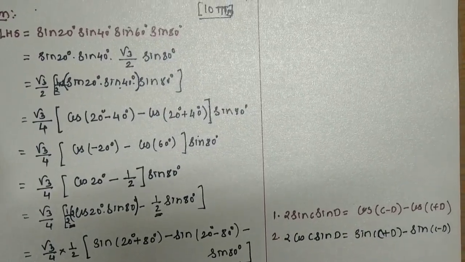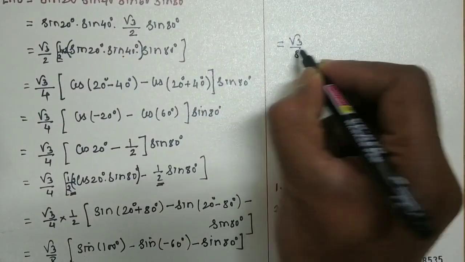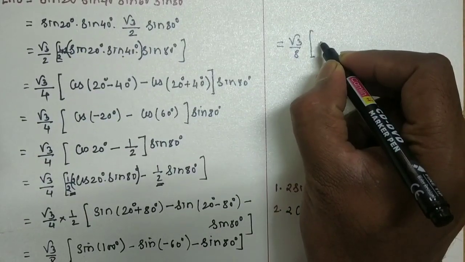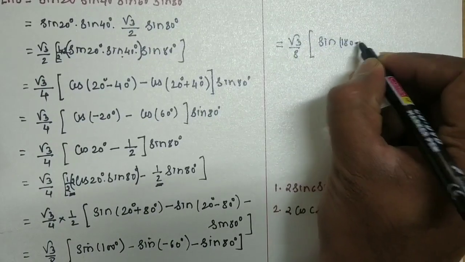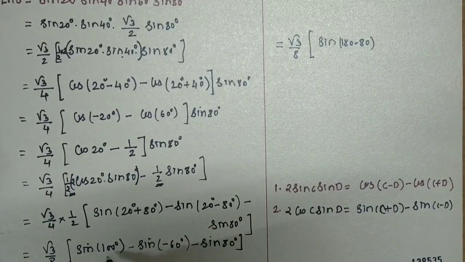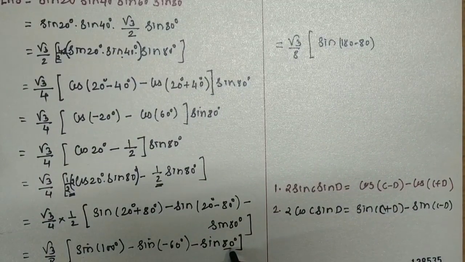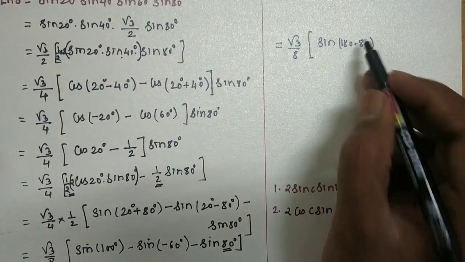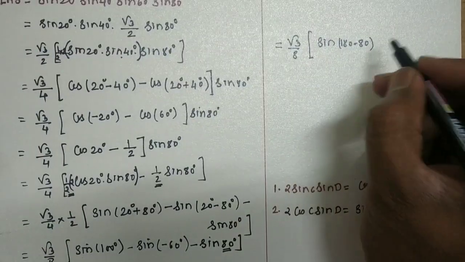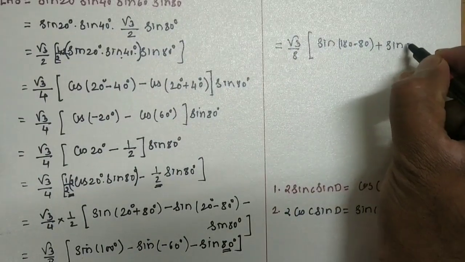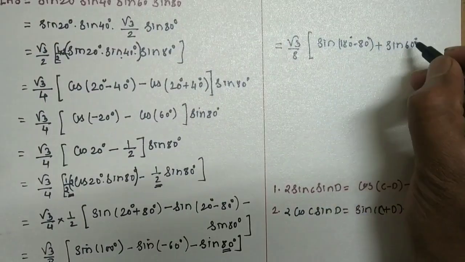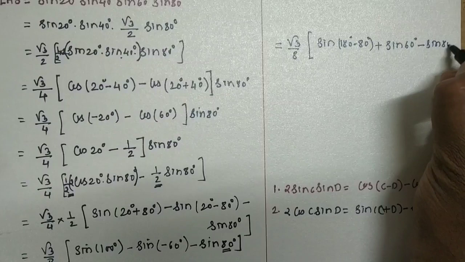Now this is equal to root 3 by 8, sin 100. Sin 100 can be written as sin(180 minus 80). Why can 100 be written as 180 minus 80? Because I need sin 80 here, so I can write this in terms of 80. And from this, sin of minus theta is minus sin theta, so this minus comes out. Minus minus becomes plus, so you will get sin 60 degree, and here minus sin 80 degree.